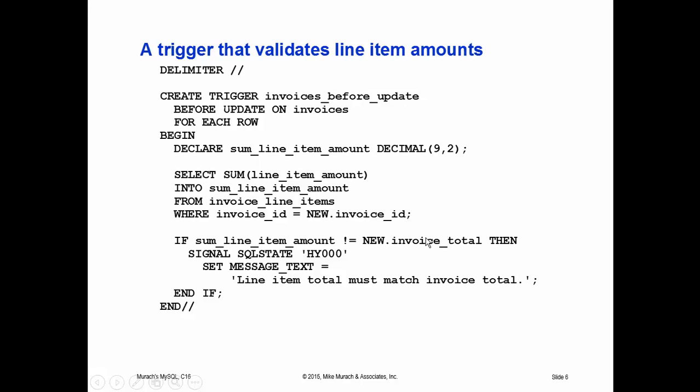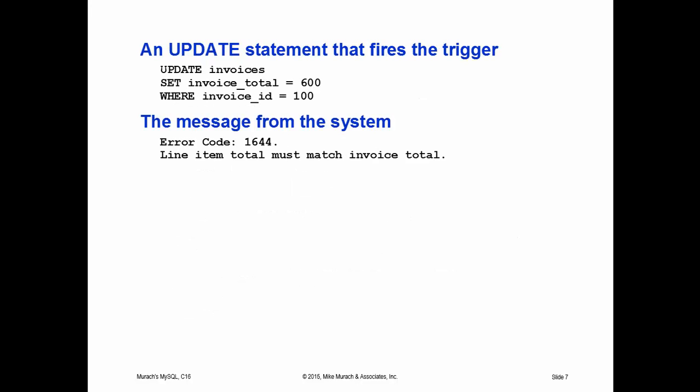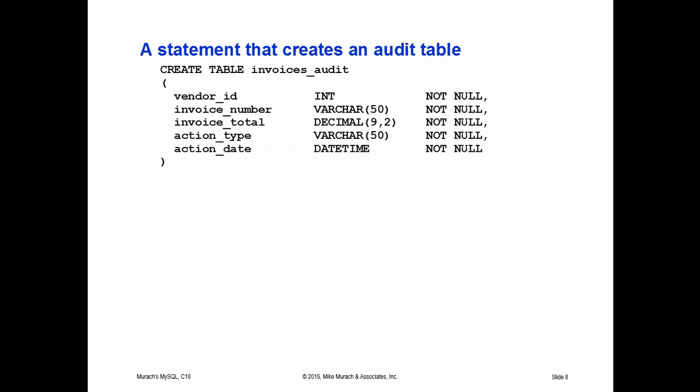Here's a trigger that, as it says right here, validates line item amounts. All right, so what does that mean? You might want to check to make sure that what's in there is a number, or what's in there is positive, or whatever. This all goes back again to that idea of data validation.